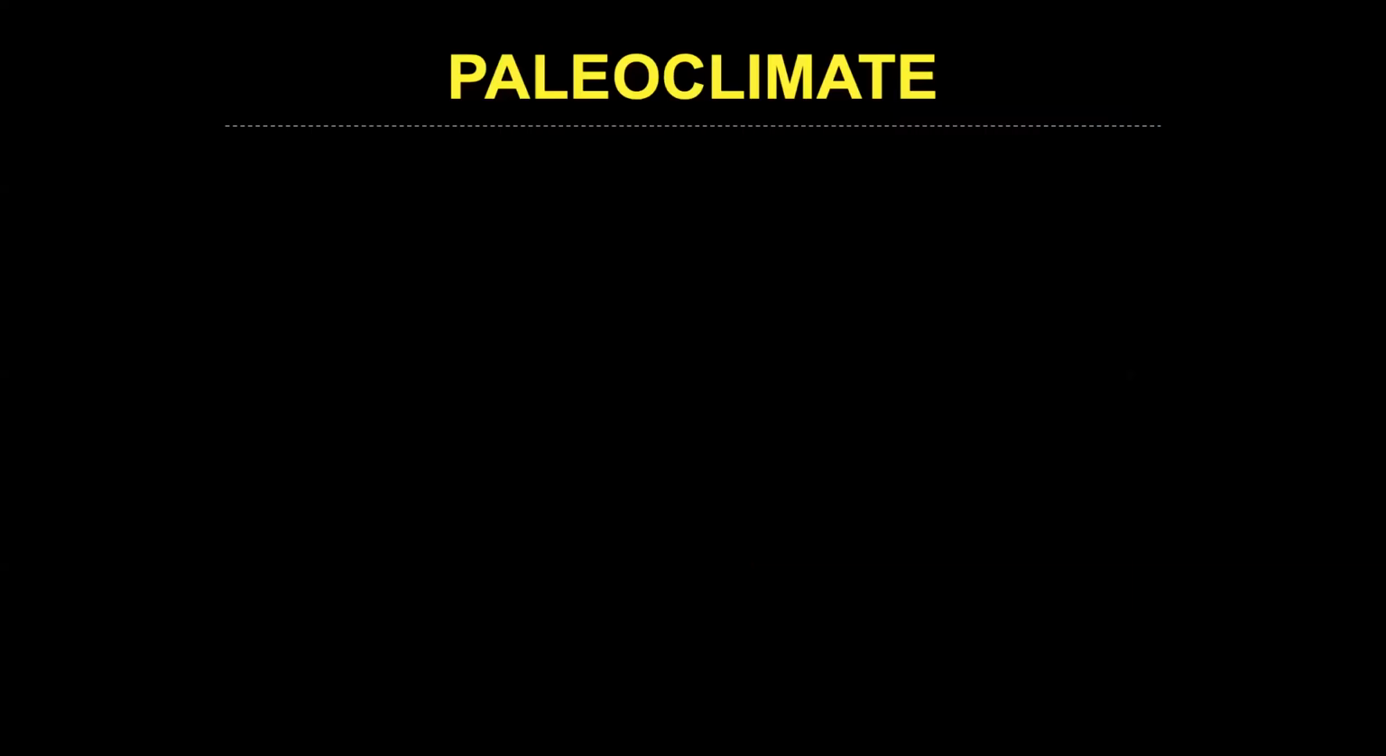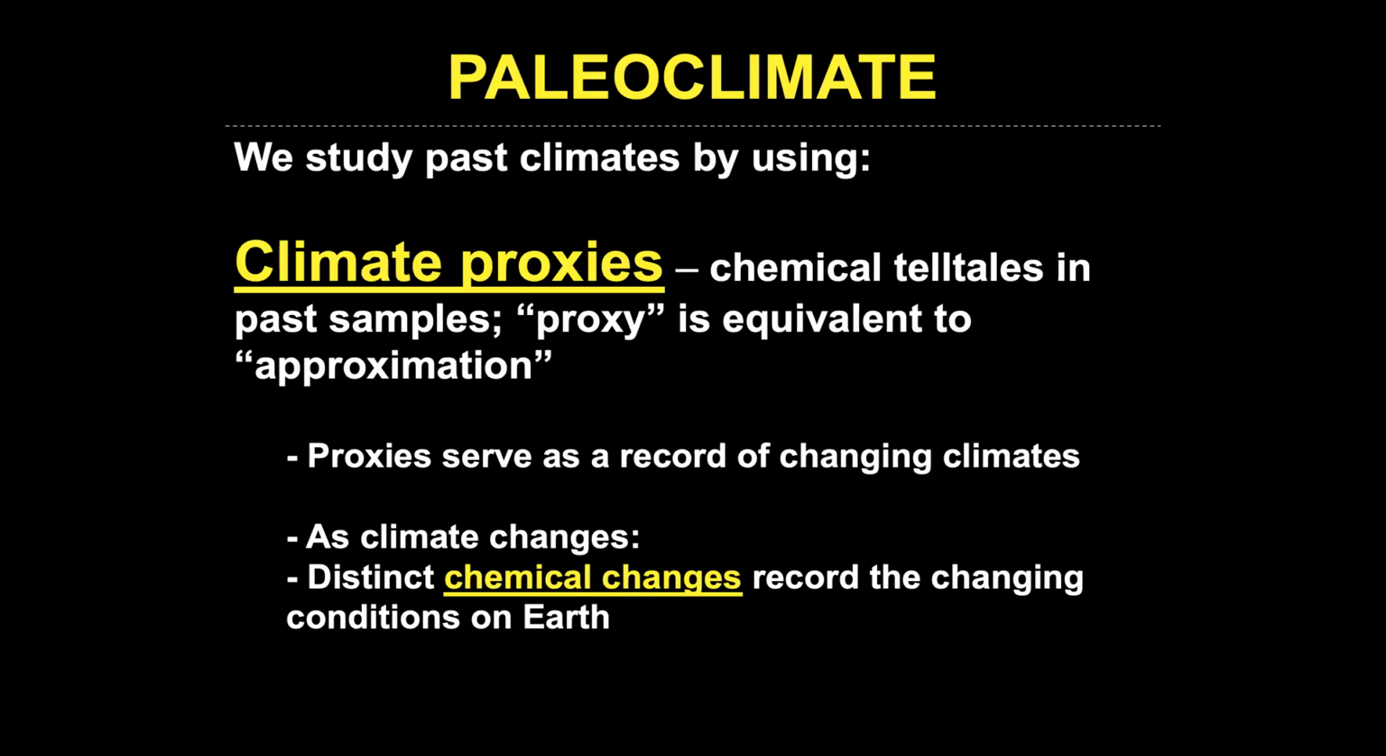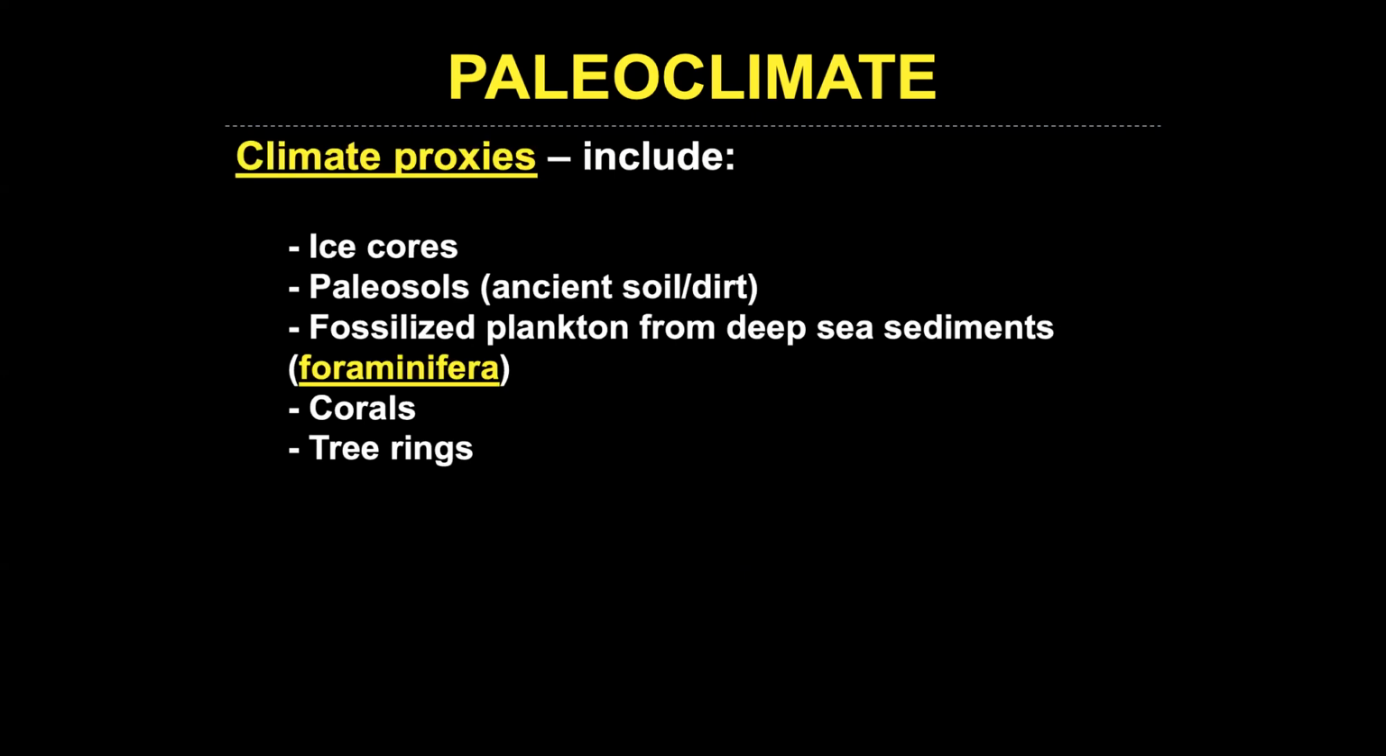Now, we study past climates by looking at things like proxies. And the word proxy is just short for approximation. Proxies will serve as a record of the changing climates and is a distinct chemical telltale sign. Okay, so let's look at what are some of the possible ones. Ice is the most common.